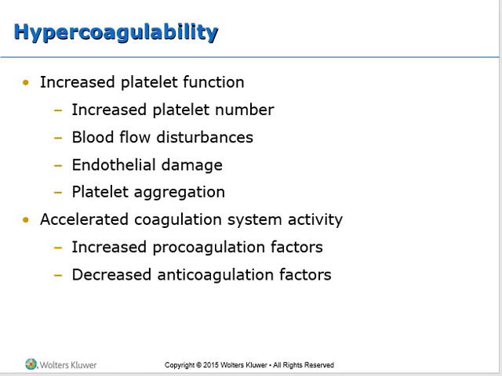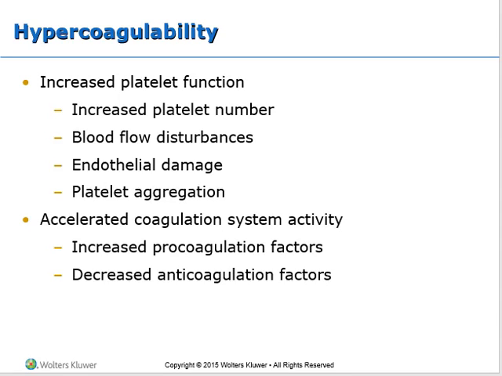So hypercoagulability. We have an increase in platelet function. We have increase in number, which is going to cause a lot of blood flow disturbances and endothelial damage and platelet aggregation. So here we go with this increased platelet function. You can start to see where it starts to kind of snowball down the hill.